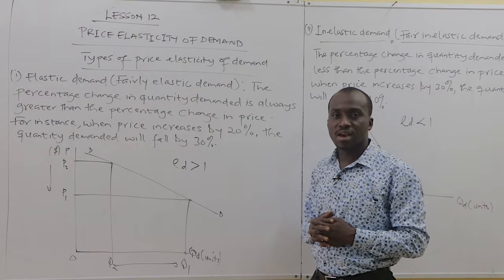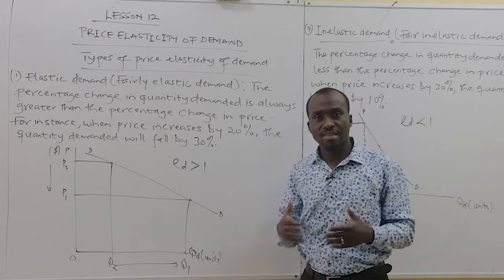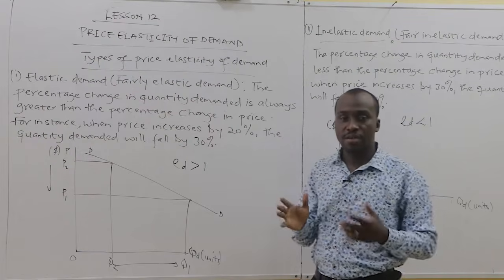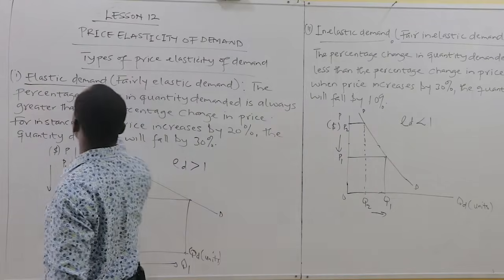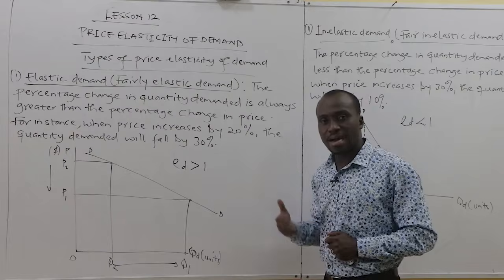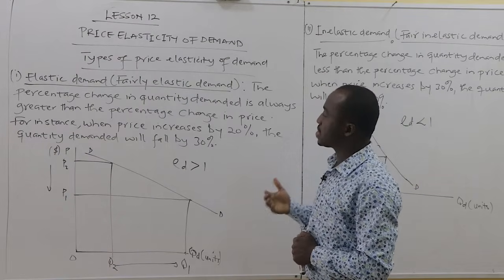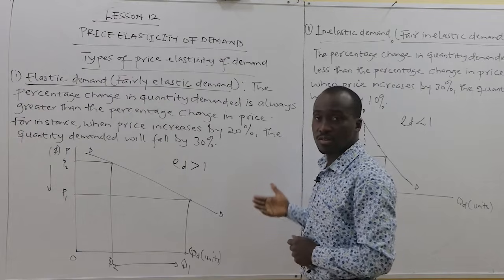After understanding price elasticity of demand, the definition, we want to go on to types of price elasticity of demand. So we have 5 types of price elasticity of demand. One, we have what we call the elastic or fairly elastic demand. When do we say that a commodity has elastic demand? When the percentage change in quantity demanded is always greater than the percentage change in price.